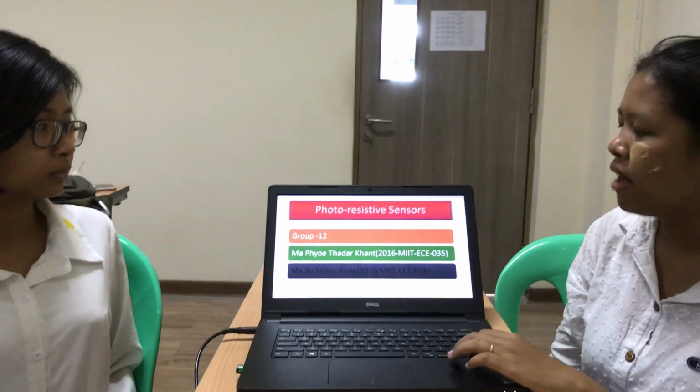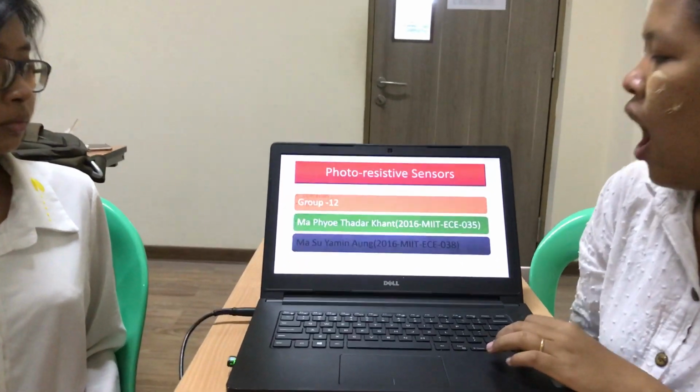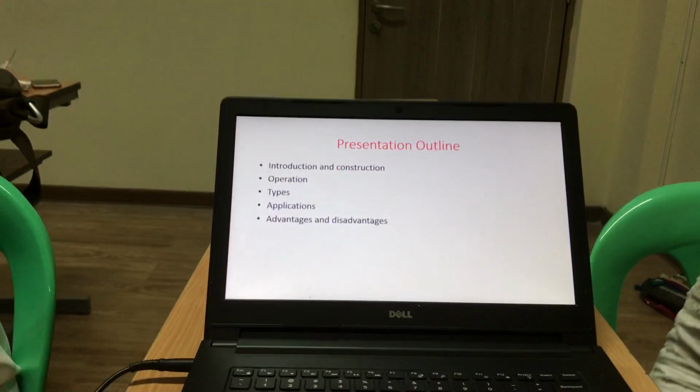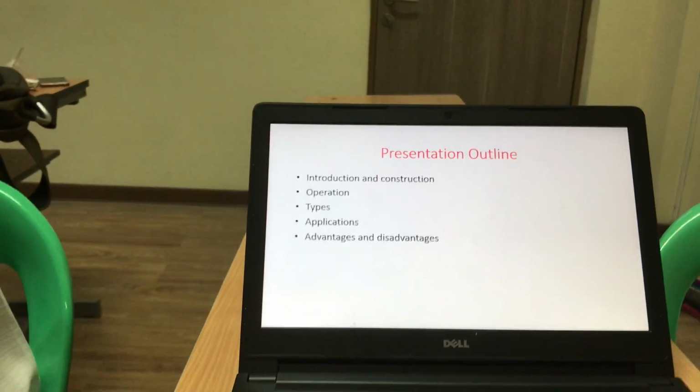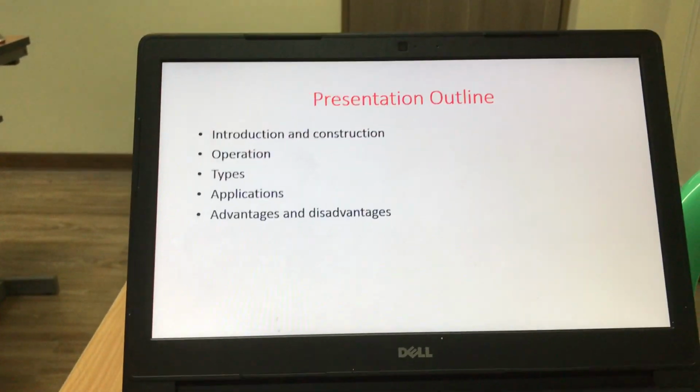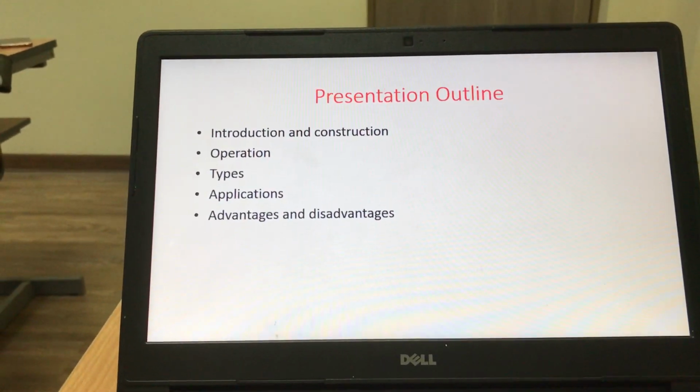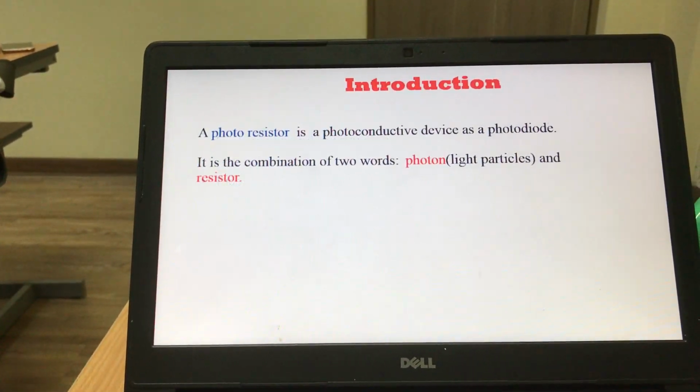Now we will talk about the photoresistive sensor. This is the outline of the presentation. It includes introduction, construction, operation, types, applications, advantages and disadvantages.